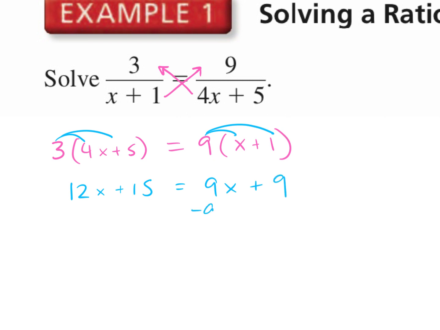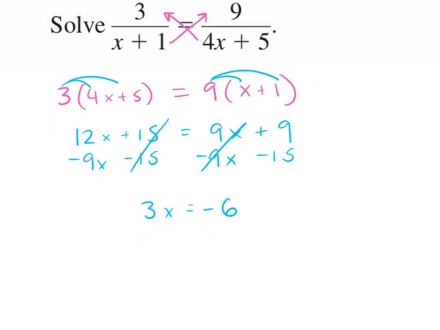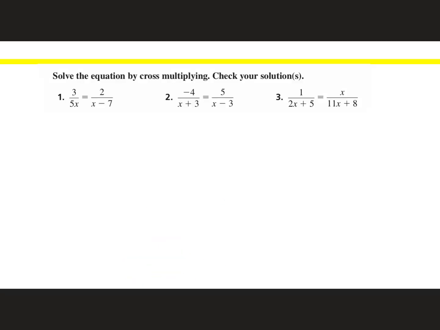Then we can just combine our like terms together. So I'm going to move the 9x to the other side and subtract 15. Let's move our x's to one side, the constants to the other. So that gives me 3x is equal to 9 minus 15, which is negative 6. Then what do I do next? Divide by 3. So what does x equal? Negative 2.